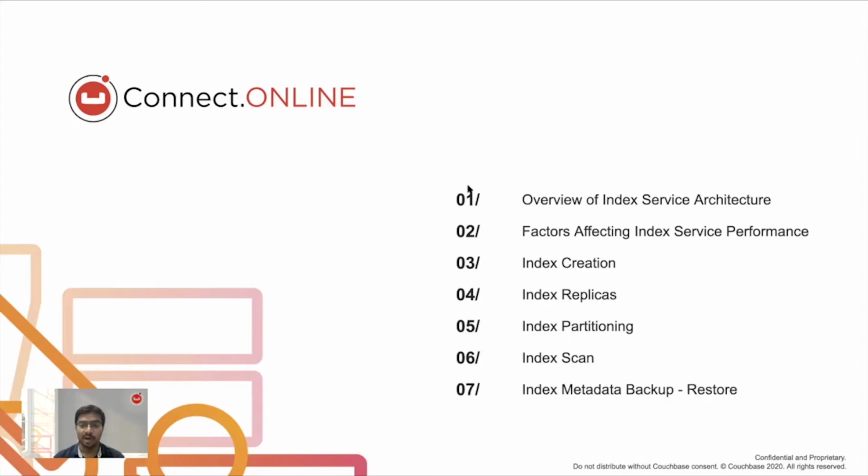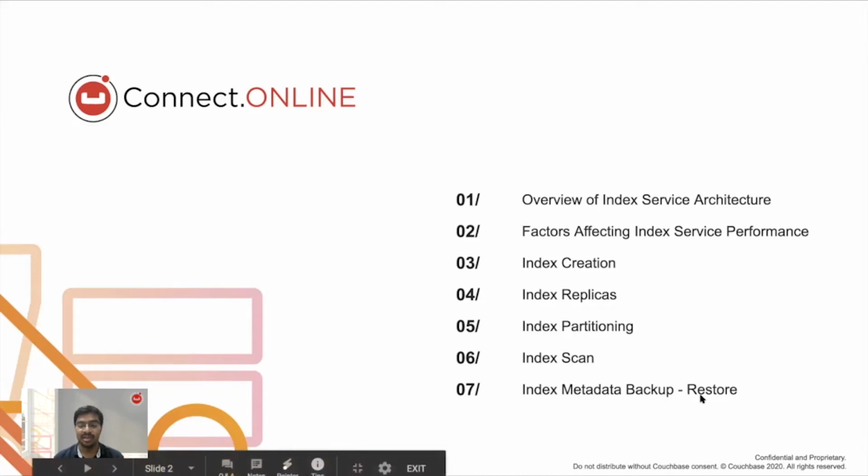In this talk, we'll walk you through some of those points, highlighting the overview of index service architecture, some important factors that affect the index service performance, how load balancing of indexes across multiple indexer nodes is achieved during the index creation phase, how high availability of index data is achieved using index replicas, how the load of a single index can be distributed across multiple indexer nodes using the index partitioning scheme, how index scan works, and what happens under the hood for index metadata backup and restore.